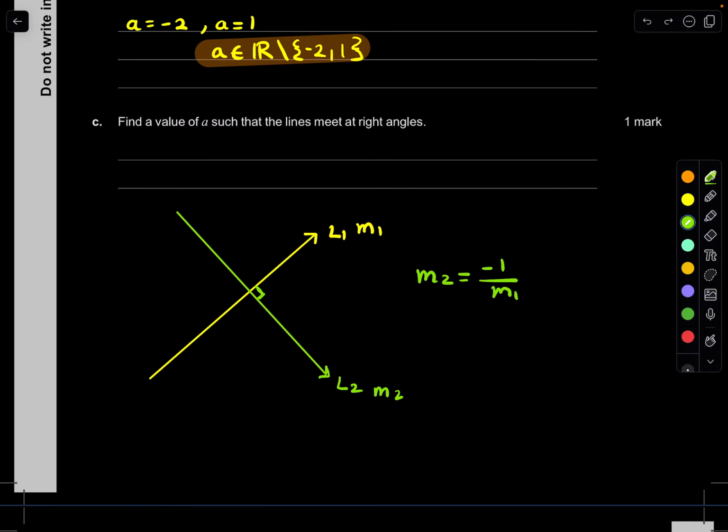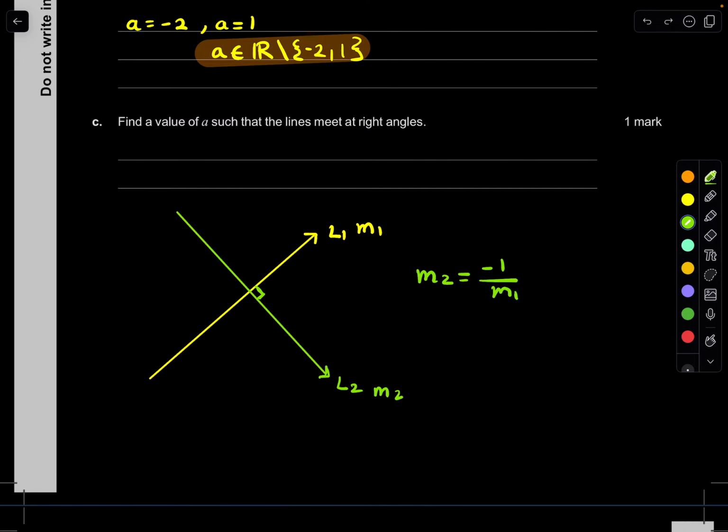It's like the perpendicular formula to find the gradient. If they are perpendicular to each other, if they meet at a right angle, the gradients have to meet this condition. M2 equals -1 over M1, or vice versa, M1 equals -1 over M2. They have to meet this condition. So that's our answer, basically.